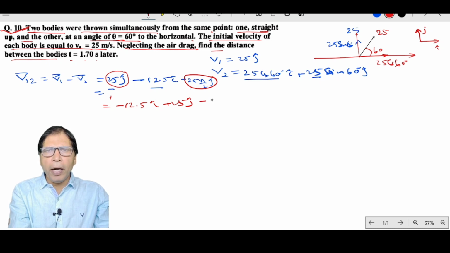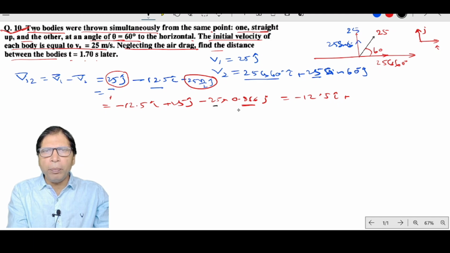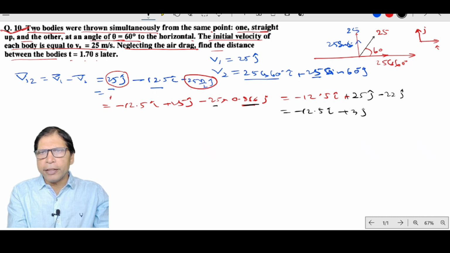and this is 25 j cap minus 25 into 0.866. It is roughly taken as 0.9. So 25 into 0.9 is 22.5, taken as 22. Therefore, this is plus 25 j cap minus 22 j cap. Okay, so this is minus 12.5 i cap plus 3 j cap.